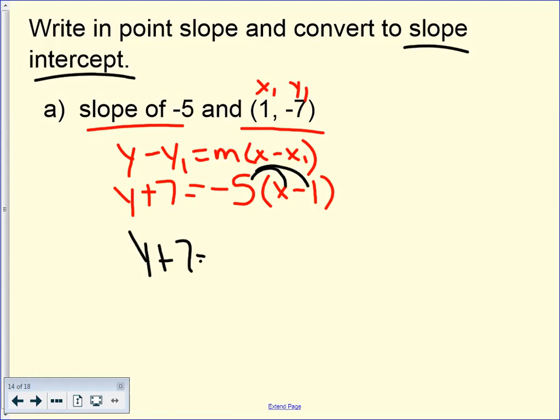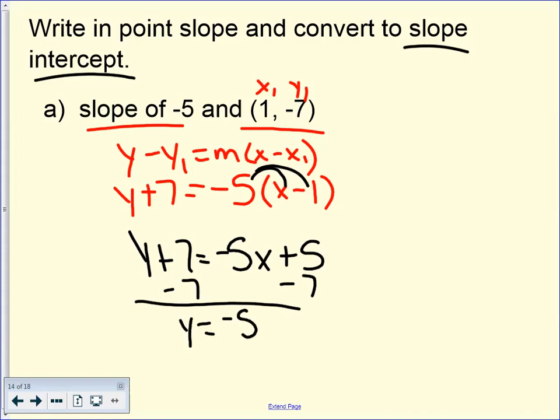y + 7 = -5x + 5, because two negatives multiplied give me a positive. Subtract 7 from both sides, and you get y = -5x - 2.